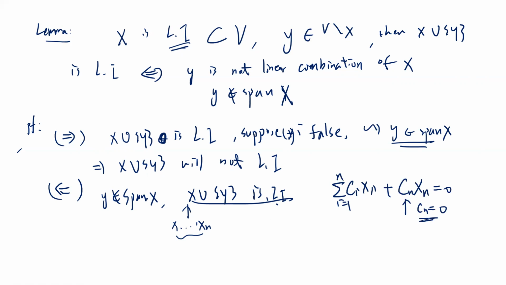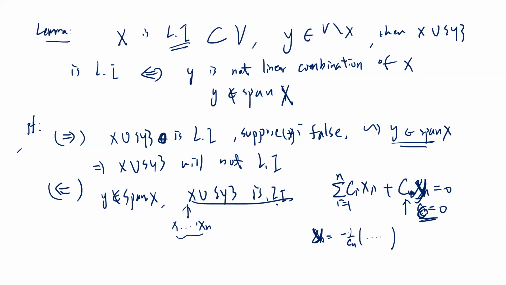The reason is that if cn is non-zero, then you can write xn as minus something times the others, right? So then this is not xn, this is y. Sorry. So I claim this c is 0. At least c is 0. The coefficient before y is 0.